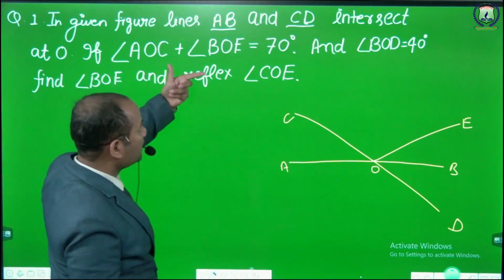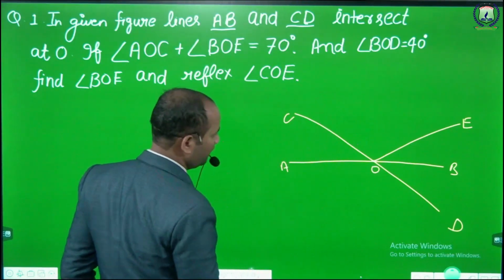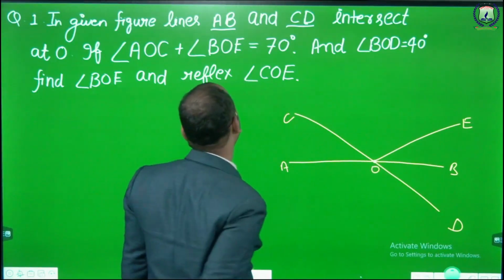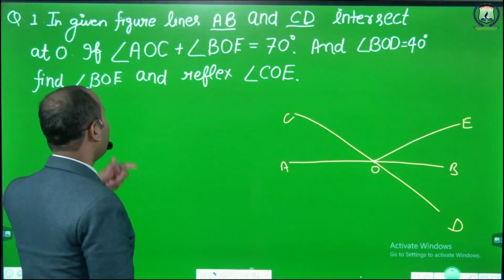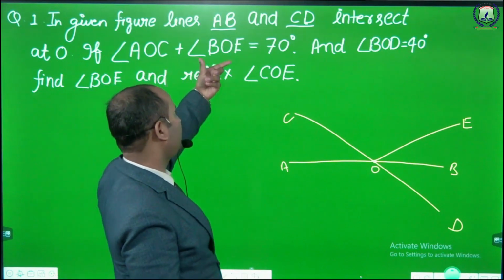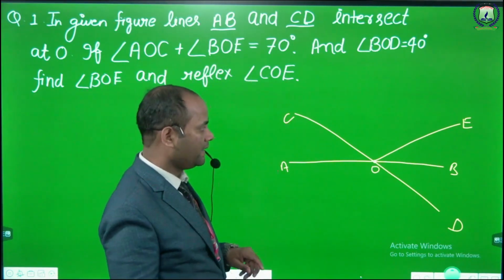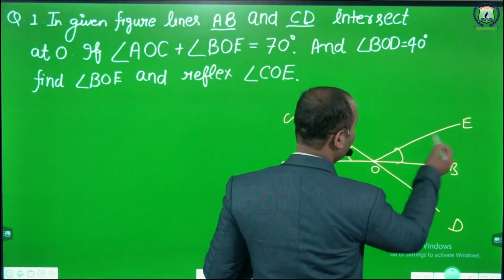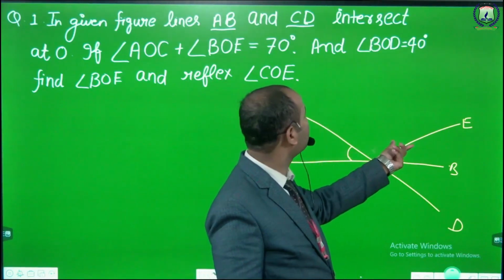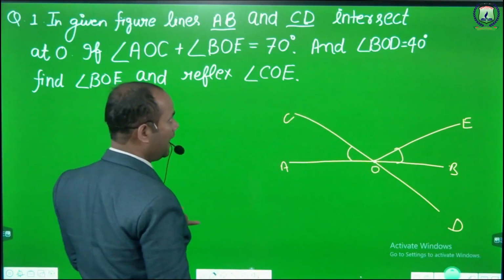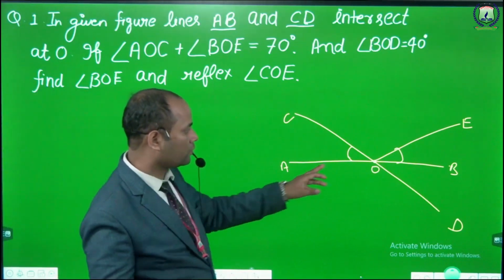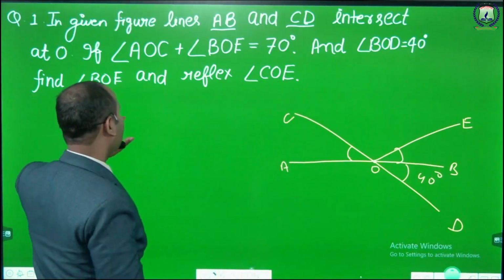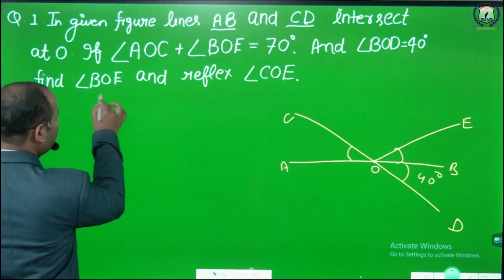In the given figure, lines AB and CD intersect at point O. It means there are two lines AB and CD that intersect at point O. If angle AOC plus angle BOE is equal to 70 degrees, it means the summation of these two angles is equal to 70 degrees, and angle BOD is equal to 40 degrees. Now find the angle BOE. It means you have to find out this angle BOE.